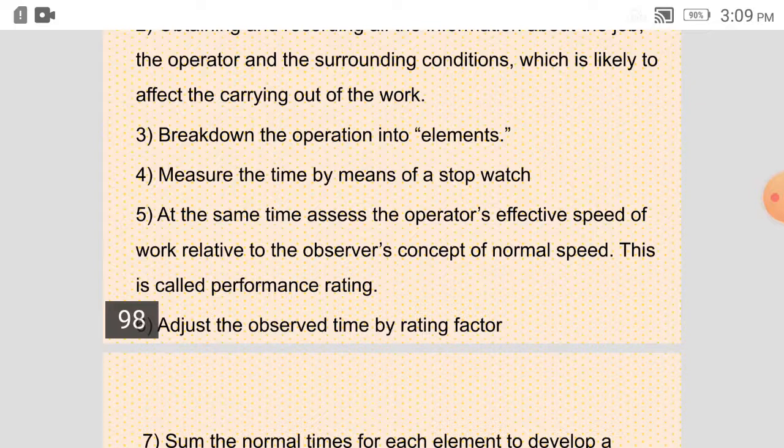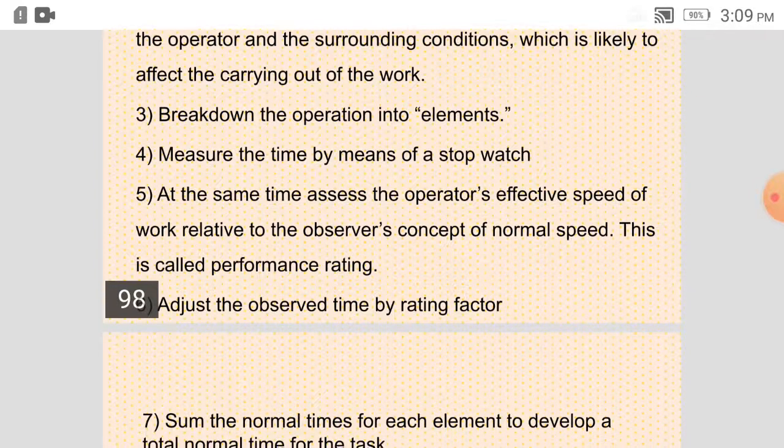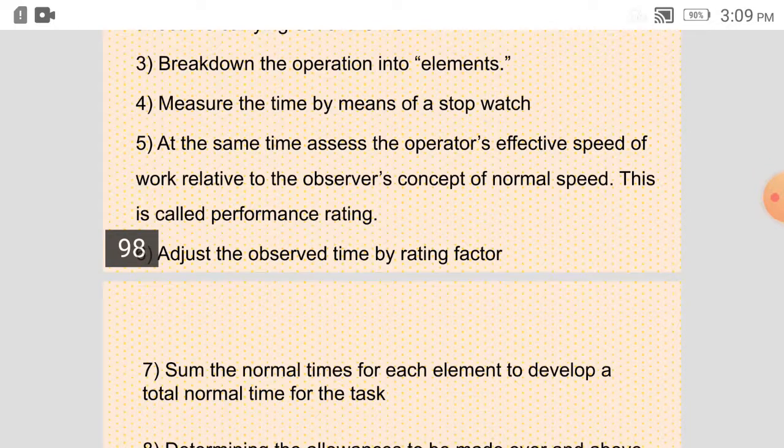So, who is the observer and who decides the normal time for performing a job, and the operator who is operating? He will have to relate the time taken by that operator to perform that job with the predetermined time or the standard time which the observer has in mind, the concept of the observer. So this is called performance rating. This we will also see in detail in the next slide. So adjust the observed time by the rating factor. So we will have to go for the rating factor also.